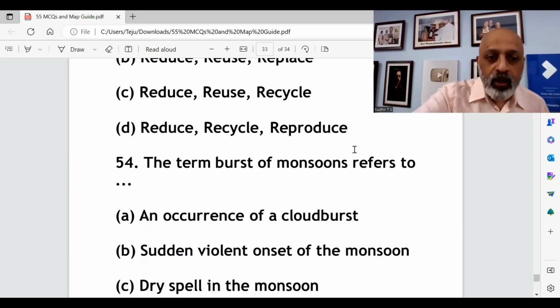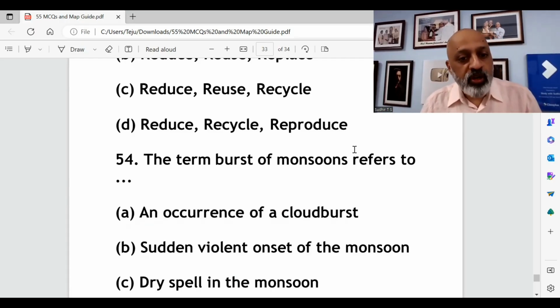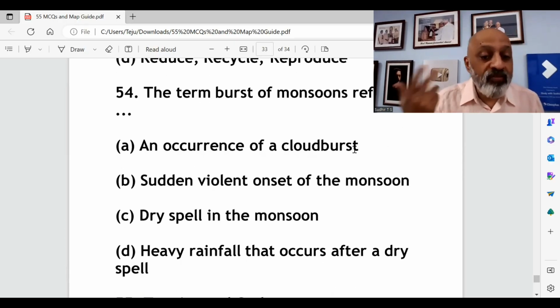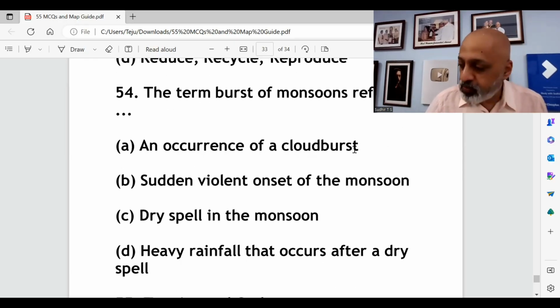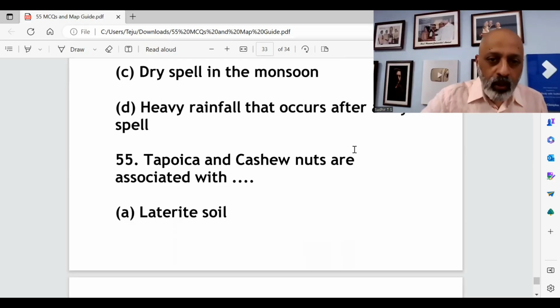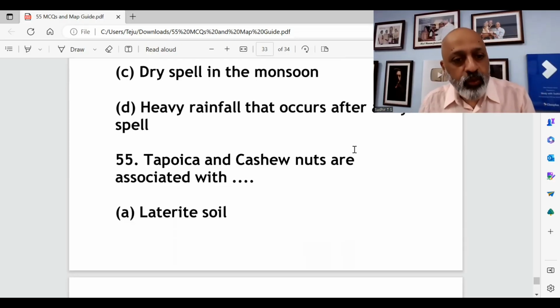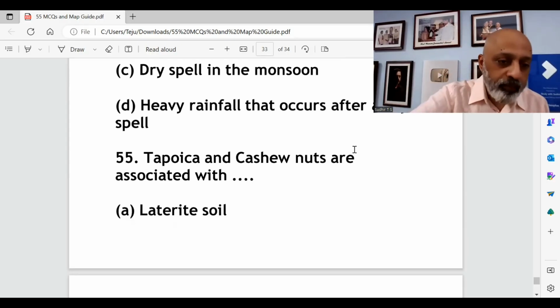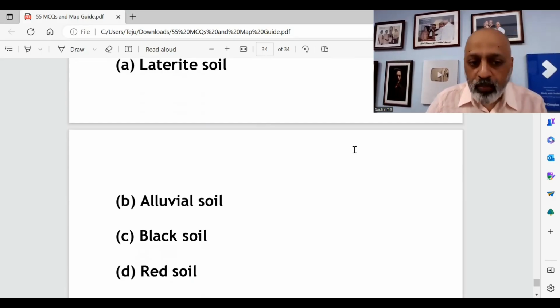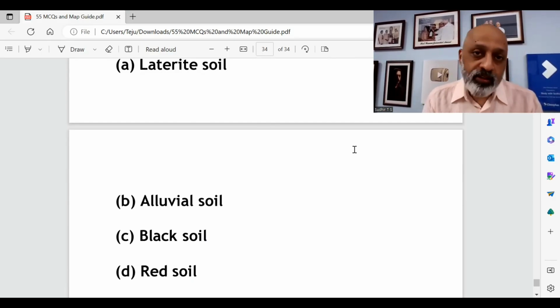Okay. The term burst of monsoons refers to an occurrence of a cloudburst, sudden violent onset of the monsoon, dry spell in the monsoon, or heavy rain that occurs after a dry spell. The correct option is B, sudden violent onset of the monsoon. Tapioca and cashew nuts are associated with which soil? Laterite soil, alluvial soil, black soil, or red soil? The correct answer is A, laterite soil.